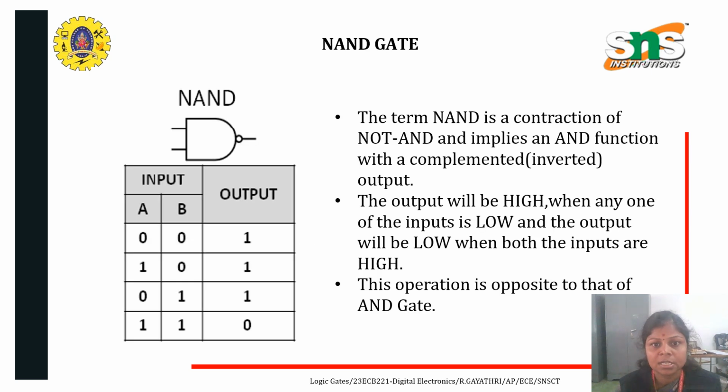Next we can discuss the NAND gate. The NAND gate is the combination of NOT and AND gate, and it has an output which is the complement of the AND operation. When both inputs are true, the output will be 0. When either input is low, the output will be 1. When both inputs are low, the output will be 1 in the case of the NAND gate.